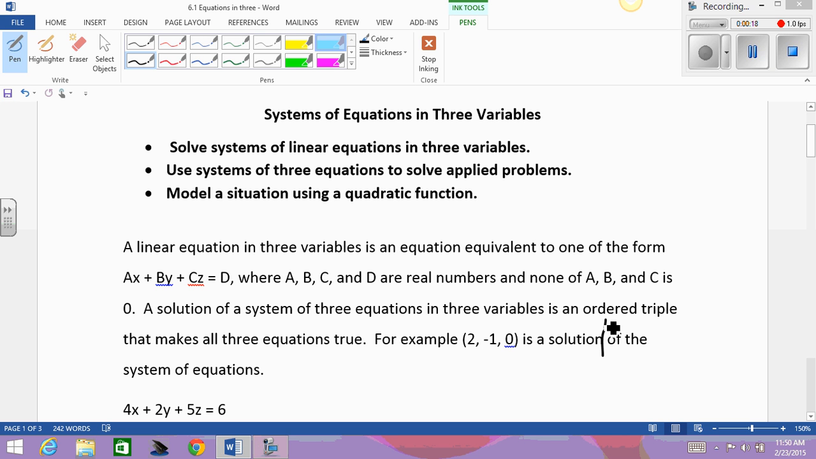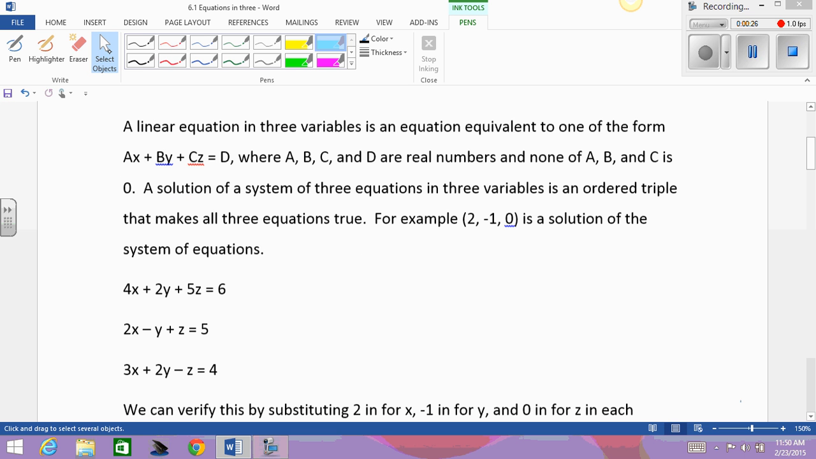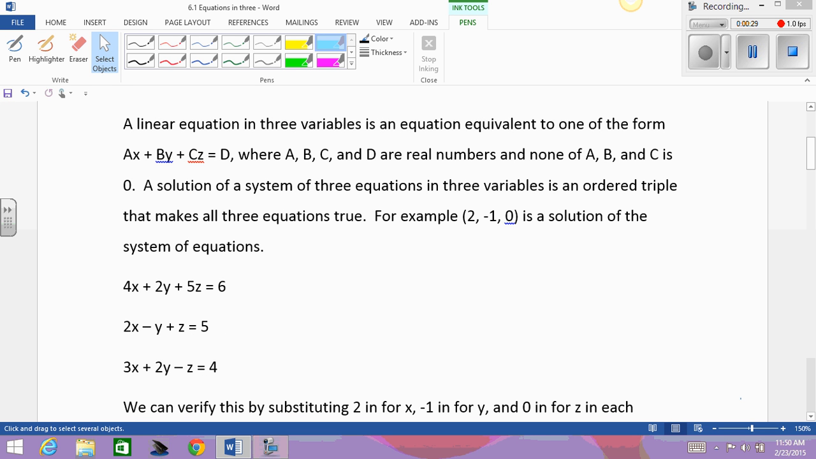So in order to begin, we probably should talk about what a system in 3 variables is. Well, it's actually exactly what it sounds like. It's 3 equations using 3 variables, for example, x, y, and z. Instead of, like we're used to, having an ordered pair as a solution because we had 2 equations and 2 variables, because we had 3 equations, we're actually going to have what's called an ordered triple.